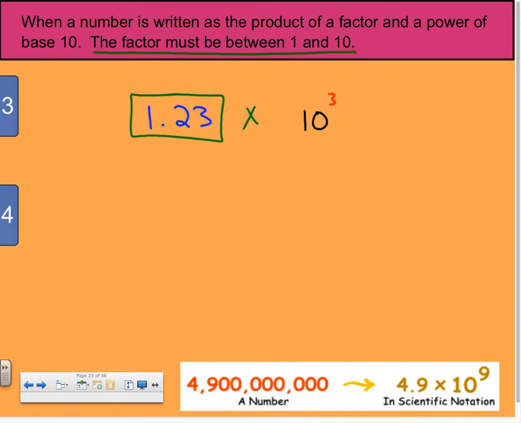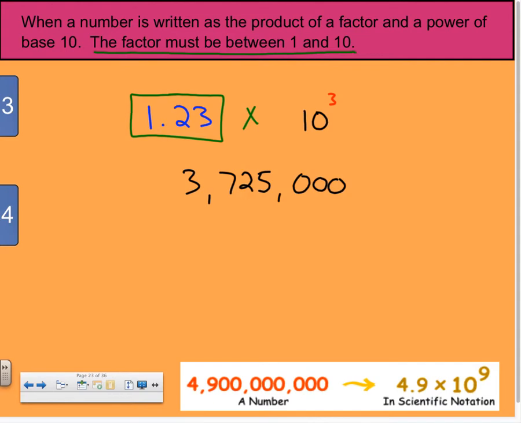So when I'm moving my decimal, either left or right, I have to move it to such a place that I create a decimal or a number between 1 and 10. Let's take a look at example 3. I think you'll see what I mean. Example 3 is 3,725,000.